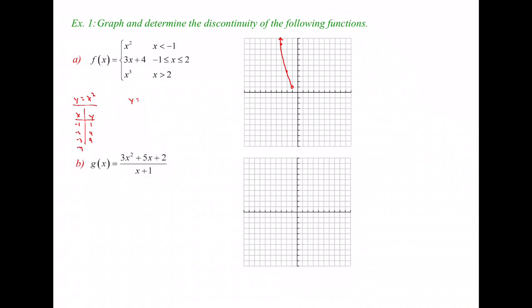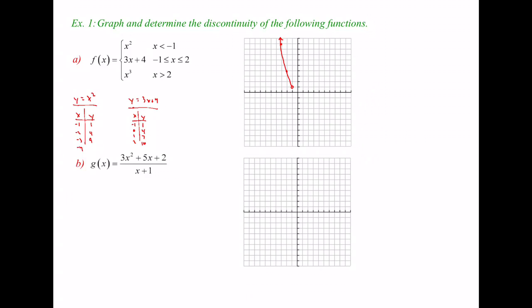Then we have the linear equation 3x plus 4. So once again, we're going to create just a little t-chart. We're only going to do the values between -1 and 2. So at -1, it's included this time. So at -1, when you plug that in, you will get -3 plus 4 is 1. At 0, you'll get 4. At 1, you'll get 7. And then at 2, you will have 10.